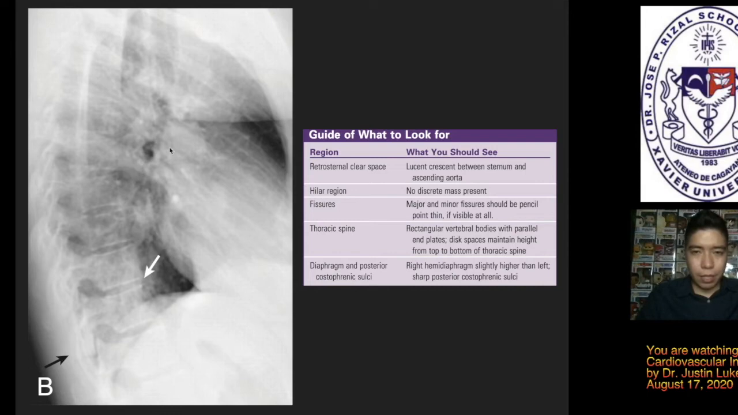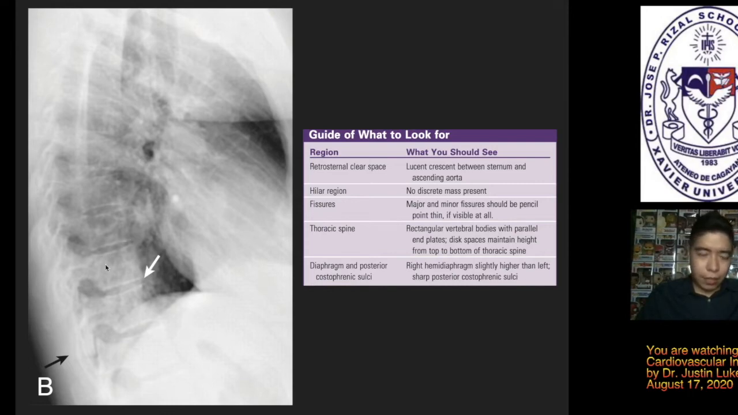Your hilar region would be in this area, so you have to look for discrete masses. Commonly, it could be enlarged pulmonary vessels or enlarged lymph nodes. Then the fissures, they are pencil point thin and they traverse the lateral view diagonally here, around in this area. And the thoracic spine, we look at the vertebrae one by one to make sure that more or less the configuration is the same for each.